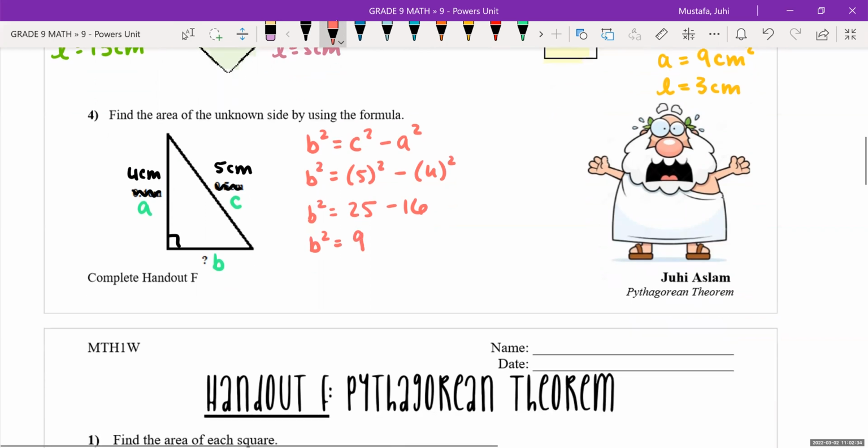And then to solve this, we just need to take the square root of both sides. So really, you're just going to be taking the square root here and here. If you have a square and a square root, that just becomes the number that's under the sign. And what is the square root of 9? It would just be 3 centimeters, and that would be our final answer.